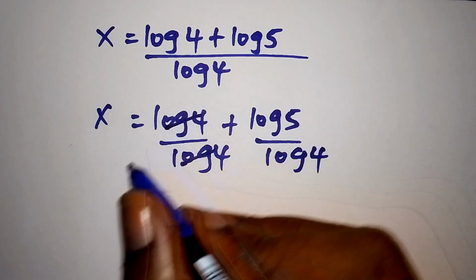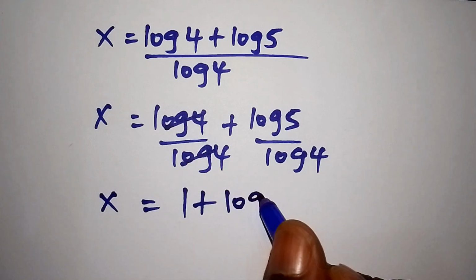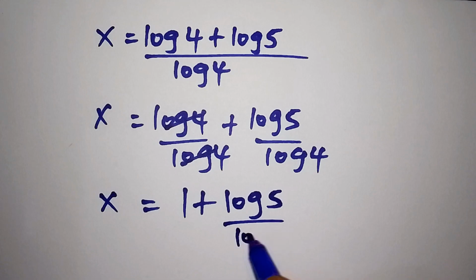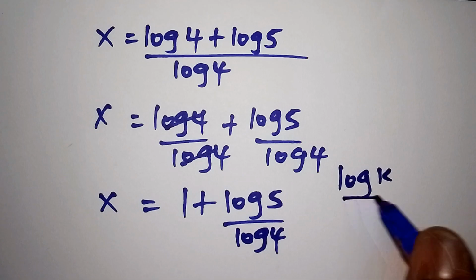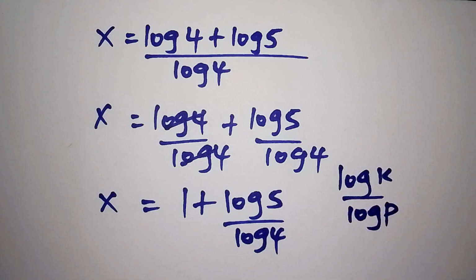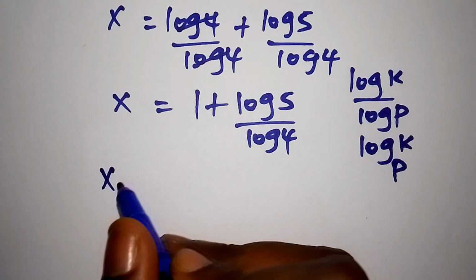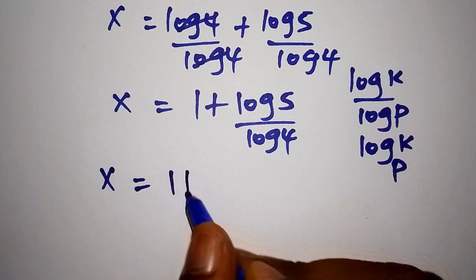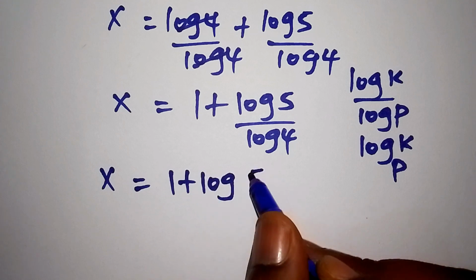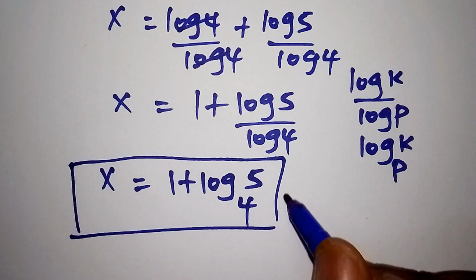So log 4 and log 4 cancel, so that the value for x is equals to 1 plus the log of 5, all over the log of 4. So assuming that, for example, we have the log of k all over the log of p, this one we can write as the log of k to the base of p. So meaning that our final answer for the value for x in its simplest form shall be x is equals to 1 plus the log of 5 to the base of 4. So this one now qualifies to be our correct and the most appropriate answer.